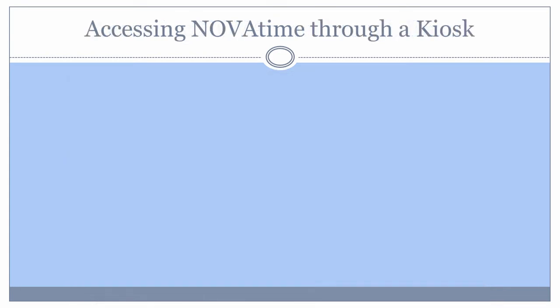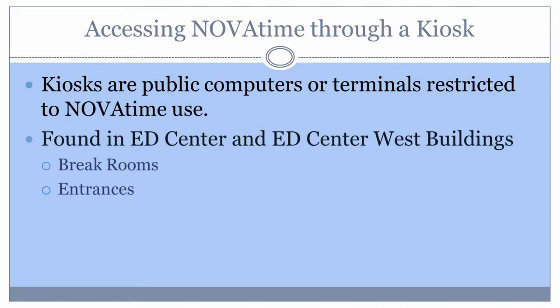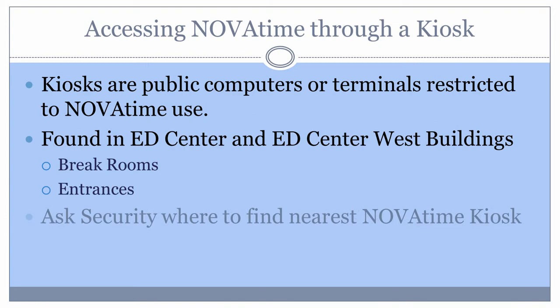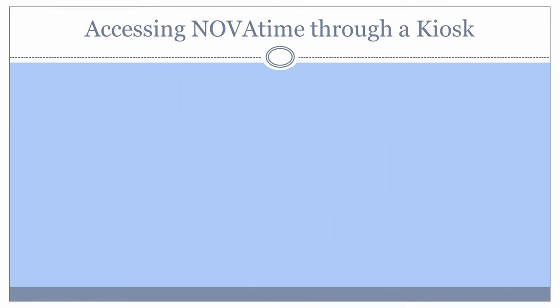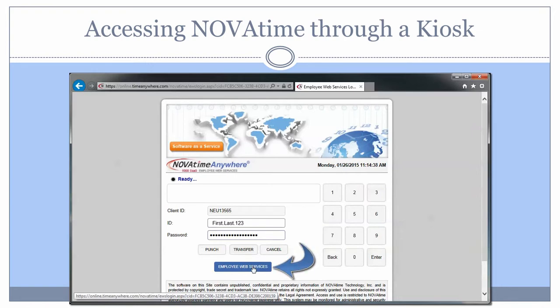The third way you can access the NOVAtime website is through a kiosk. Kiosks are public computers or terminals found in break rooms or entrances at the Ed Center and Ed Center West buildings that are restricted to NOVAtime use only. You can ask the security desk upon entering the building where to access the nearest NOVAtime kiosk. Kiosk systems will be open to the NOVAtime login screen. To access Employee Web Services, input your MyID UPN and passphrase, and then click on the Employee Web Services button.